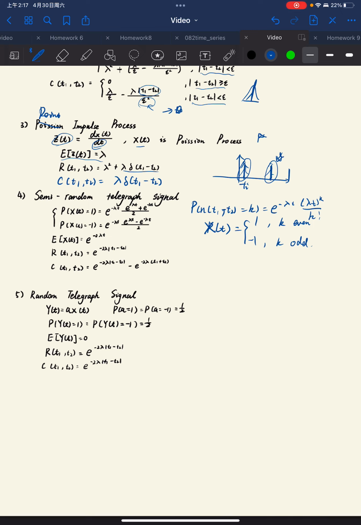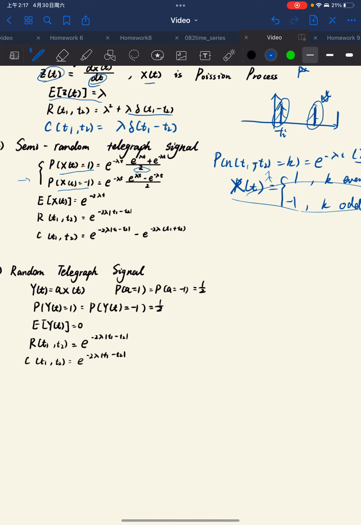So if we replace this process into the Poisson, we can have the first-order probability mass: when X(t) equals 1, it is the sum of e to the power of negative lambda t times (e^(lambda t) plus e^(negative lambda t)) to the power of 2, divided by 2. And when it's negative 1, we just replace the plus with a minus.